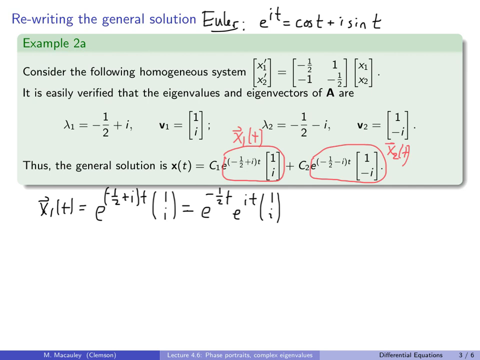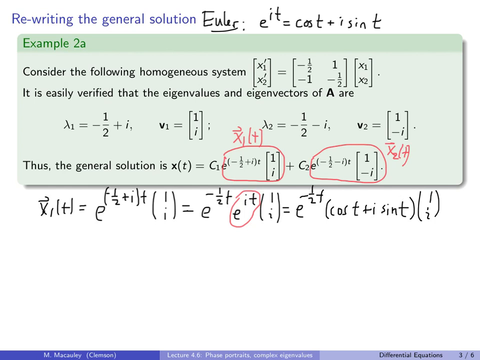Now I'm going to apply Euler's formula to the exponential with the imaginary exponent. Applying Euler's equation, I get e to the negative 1/2 t times (cosine of t plus i sine of t) times the vector (1, i). Okay, so now what do I want to do?